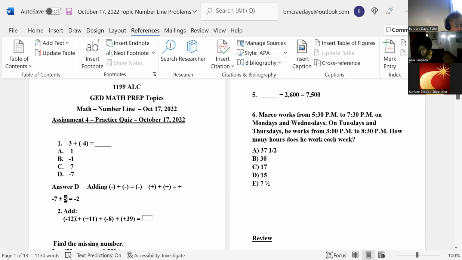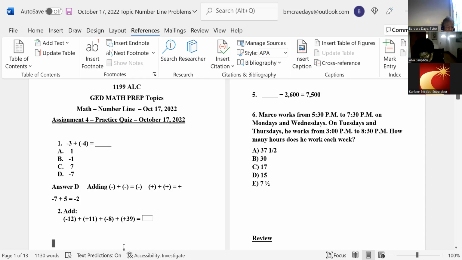-12 plus 11 plus -8 plus 39. Okay, and what would be your answer? Now let me give you a nice little clue on something like this. Add your two negatives, then add your positives, and then add your positive and your negative. So do that and tell me what you get.